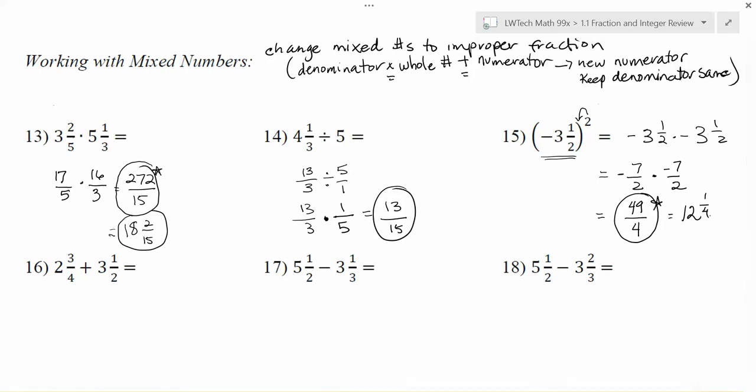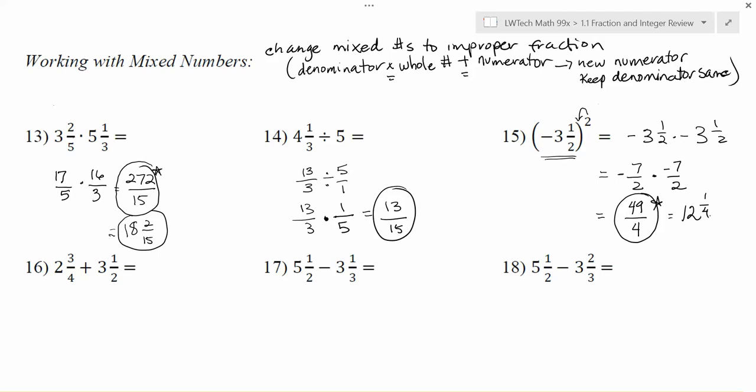All right, so that's multiplying and dividing. And with multiplying and dividing fractions, it is essential that you change those mixed number values into improper fractions. When we're adding and subtracting, it's not really quite as necessary. You can add the whole numbers and add the fractions together. You can subtract whole numbers and subtract fractions together.